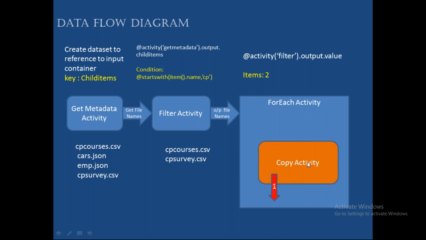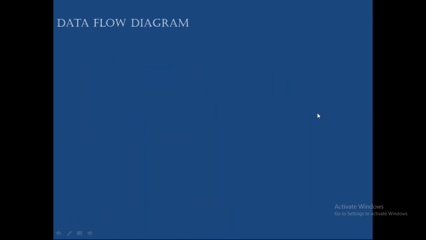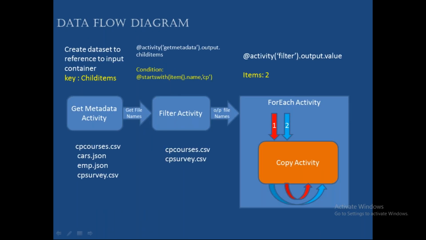Inside for each, I'm going to use a copy activity. Okay, first I will pass the first file that will be copied into the destination. Okay, next I will pass the second file. I'll just copy it to the destination. So the copy activity, we already learned enough things. We are going to learn other activities in today's session. Okay, so this is clear. Is this clear?